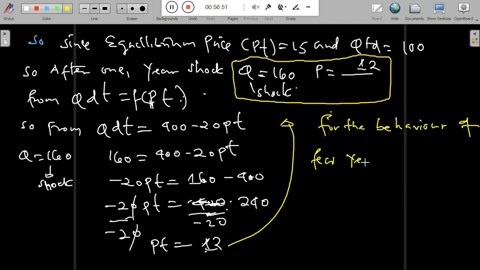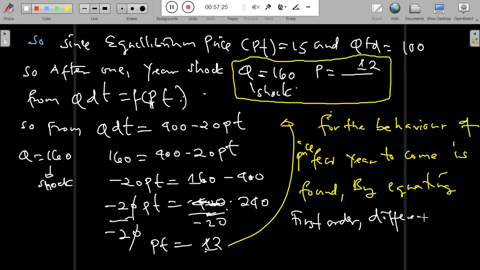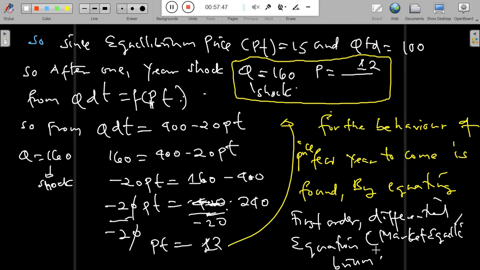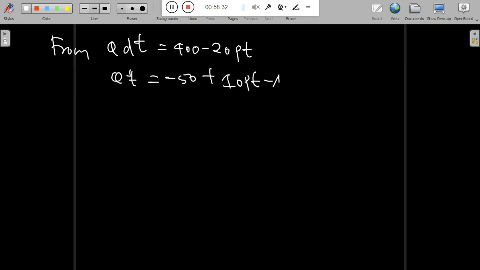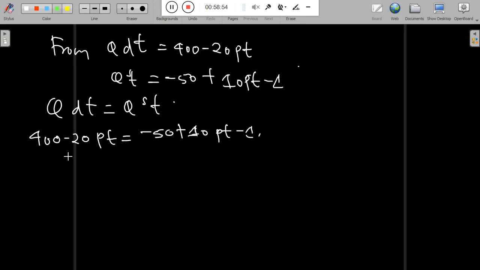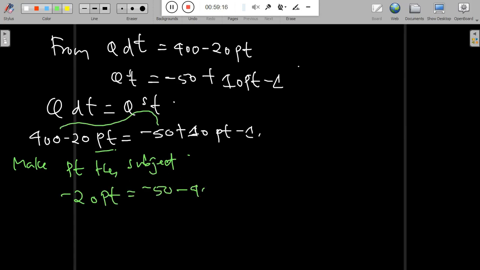After knowing that, let's now come to our key question, that is to predict the behavior of the prices for the few years to come. For our case, the few years we have considered is 3 years. In order to predict the coming years' prices, we need to use the first order difference equation that predicts the current year price based on the old price. From our equations, we have the quantity demanded, that is 400 minus 20 Pt, and the current quantity supplied, that is negative 50 plus 10 Pt minus 1. So we equate the two equations.